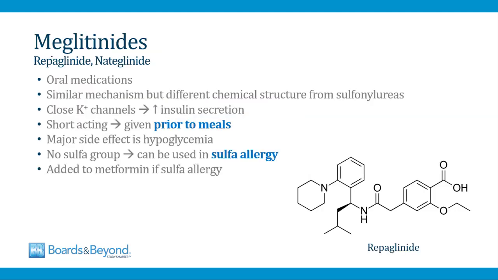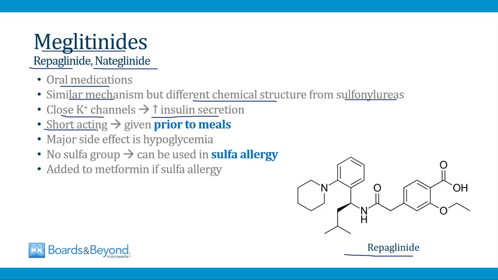Our next group of anti-diabetic agents are the meglitinides. There are two important drugs in this group, repaglinide and nateglinide. Both of these are oral medications, and they have a similar mechanism but a different chemical structure from sulfonylureas. Just like sulfonylureas, they close potassium channels and they increase insulin secretion. But if you look at the bottom of the screen, this is the structure of repaglinide, and it does not have a sulfa group, so that makes these drugs useful in patients who have a sulfa allergy.